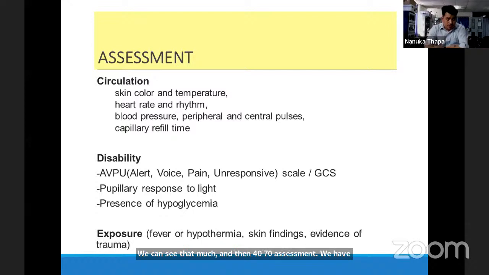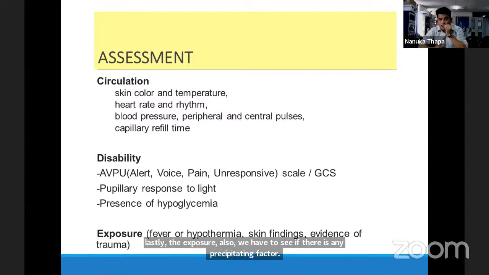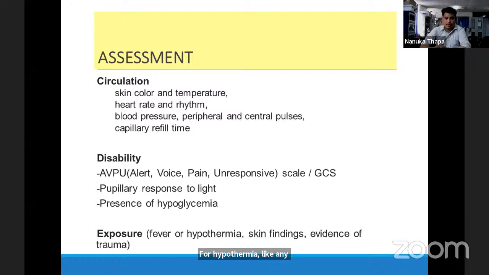And pupillary light response also has to be assessed. Hypoglycemia we should also assess with the help of a glucometer at the bedside. And lastly, exposure. We have to see if there are any precipitating factors for hypothermia, like any cold clothes or wet clothes that the patient has been wrapped with, or any evidence of lacerations or trauma which can cause blood loss, and those have to be properly draped and managed adequately.